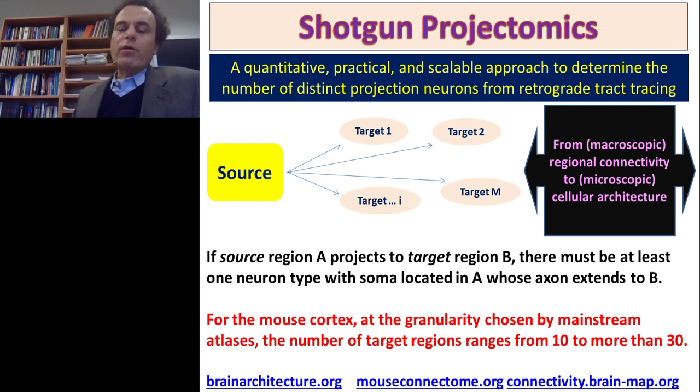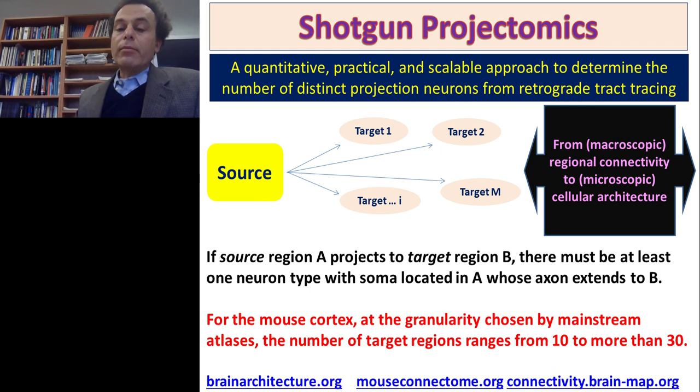So in the second part of my talk, I would like to talk about a method to analyze retrograde tract tracing data in order to classify axonal projections in a way that is complementary to the brute force neural reconstruction. And the idea here is that every brain region, especially every cortical brain region in mammalian brains, projects to multiple targets. And this can be viewed from microscopic regional connectivity levels. So if a region A projects to a target region B, it means that there is at least one neuron type with a soma located in A whose axon extends in B.